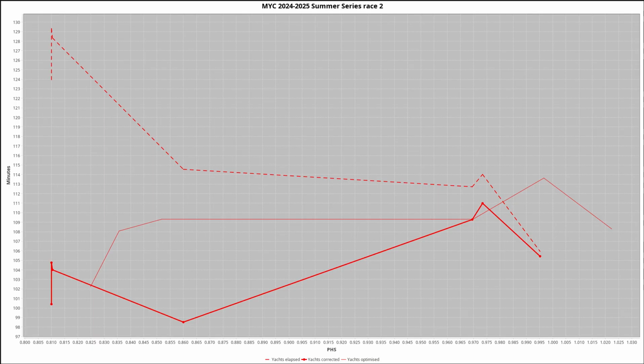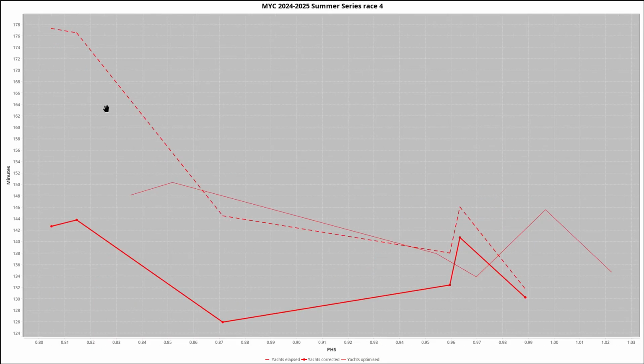So that's race 2, race 4. That's quite a good one. The bold line's pretty level, the trend. So it's corrected the downward slope to quite level, and it's gone the other way. Well, so it's not the same as race 4.